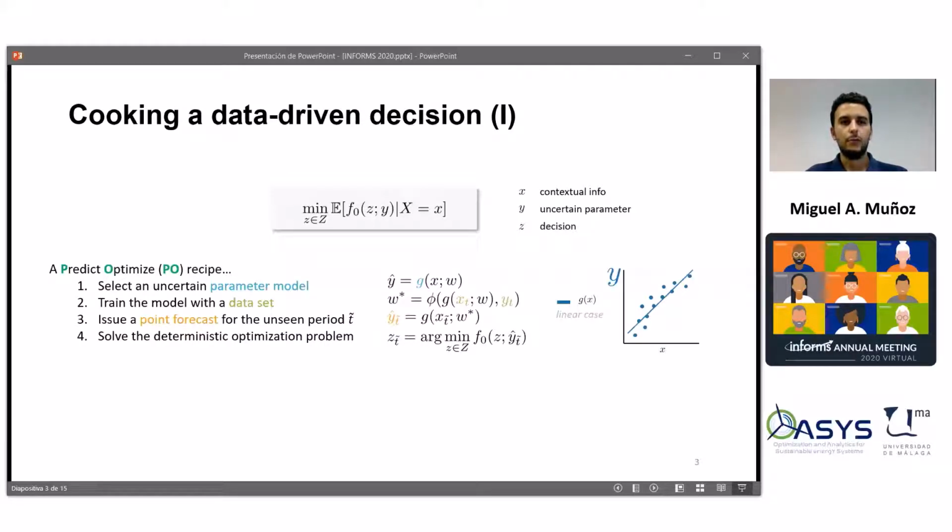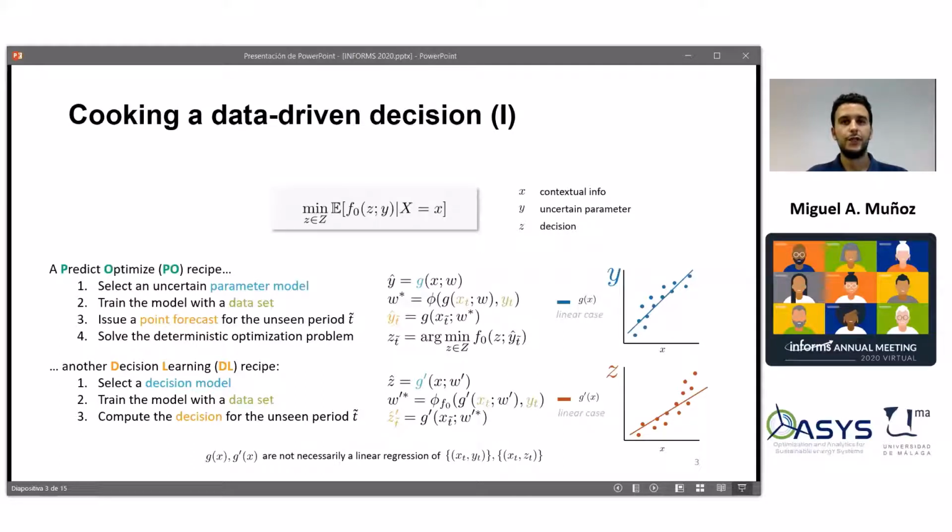We can follow a predict-then-optimize approach, in which we use a model G as a function of the contextual information and with some parameter W to model the uncertain parameter y. We can train this model with a data set to obtain the optimal parameter W that we then use to produce a forecast for an unseen period T. Then this forecast is used in the deterministic counterpart of this problem to obtain the decision for that period.